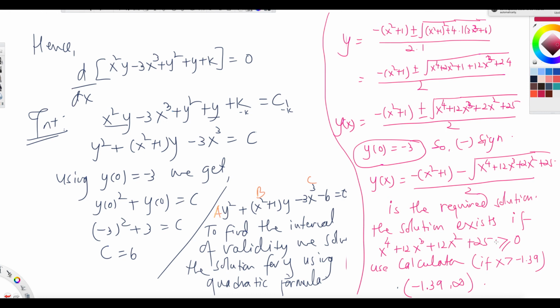Okay, guys. So we will do a couple more examples on the exact equation, but this is how you solve an exact differential equation.